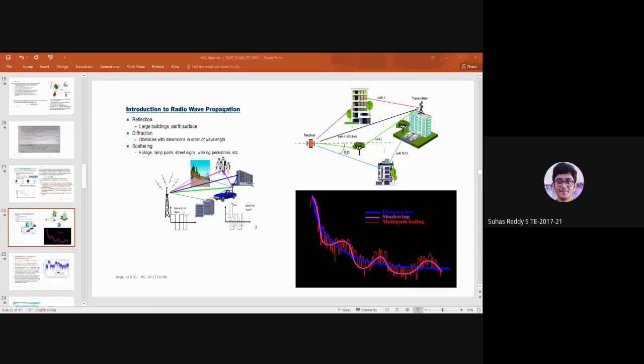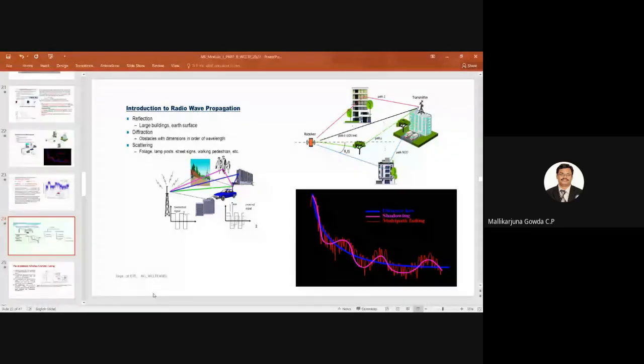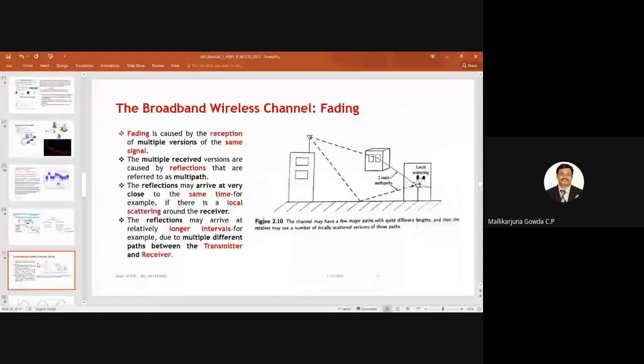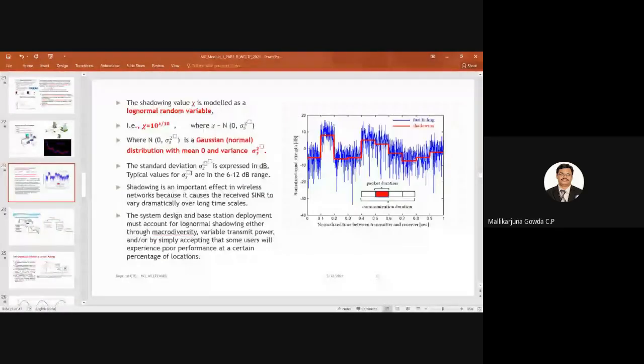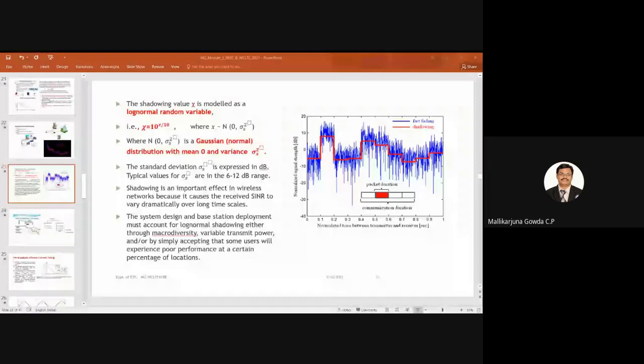Introduction to radio wave. Okay, the introduction is not changed. Okay, one minute. Yeah, I think I told about this now in continuation with the shadowing. Have I discussed this slide in the previous class?